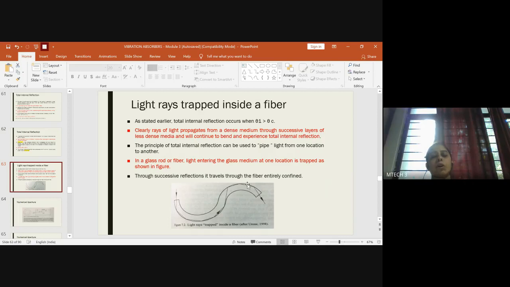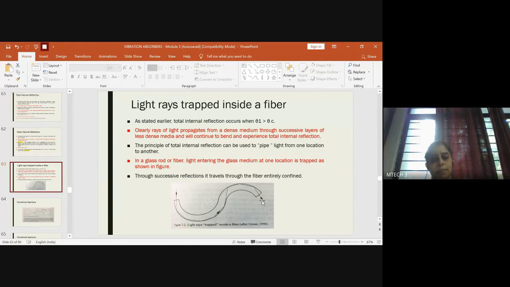So there will be no loss of light power or of the data that you want to transfer from one end to the other. This is hence called successive reflections, which help to pass the equal quality of light which is entering here to the outlet. This is the working principle of how light rays will be trapped to get the required output where it is needed.